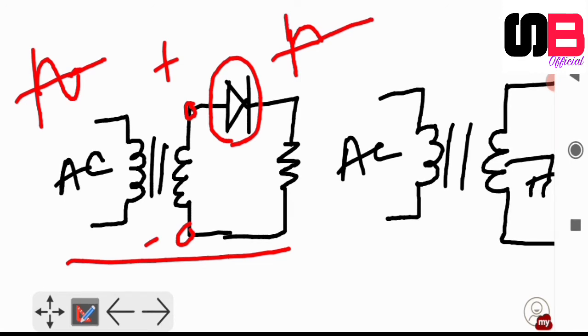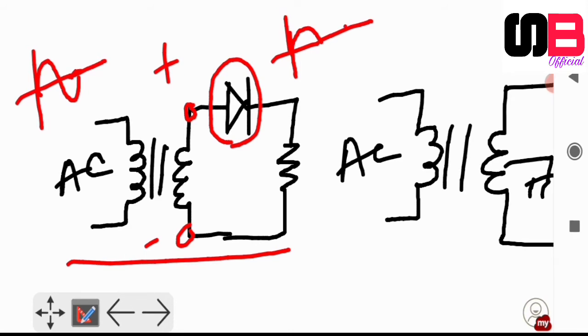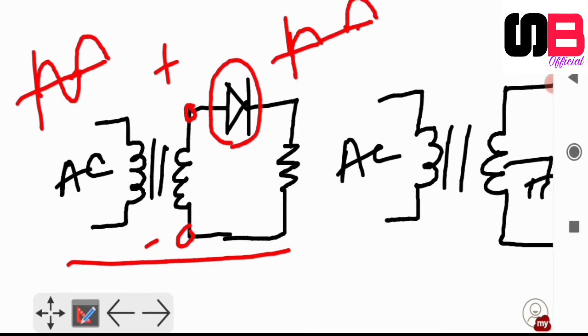Whenever the negative half comes across the diode, it behaves like an open circuit. So the negative half is omitted at the output. Again the next cycle will come and it will pass another positive half. So this is the waveform of the half wave rectifier.